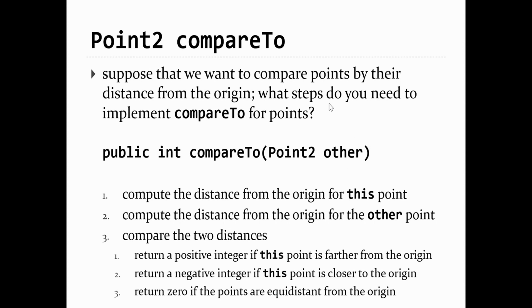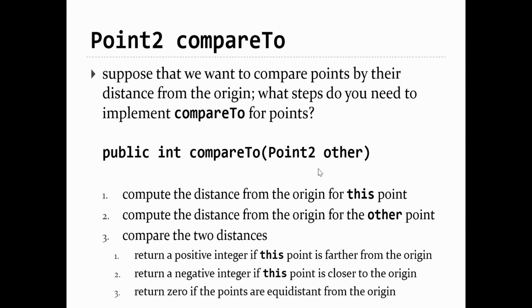Okay. Now, suppose we have our point2 class and we say, hey, I want to compare points by their distance from the origin. What do I do? So you say, well, okay, I want to provide this compareTo method. To implement compareTo, the version of the method that you would write looks as follows. You would write public int compareTo and then point2, because I want to compare a point to another point.